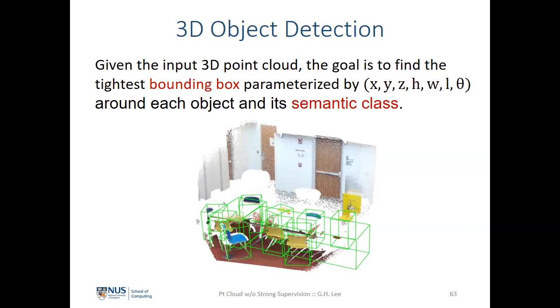So this is what we want to assign around each object, as well as the semantic class of each bounding box. This is the task of 3D object detection. It's much more difficult than the 2D object detection counterpart. Although there are many methods already in 2D object detection, like Faster R-CNN, I think the latest state of the art is DETR, using a transformer, the vision transformer, the 16 by 16 transformer. But 3D object detection is much more difficult because you have a very sparse point cloud.